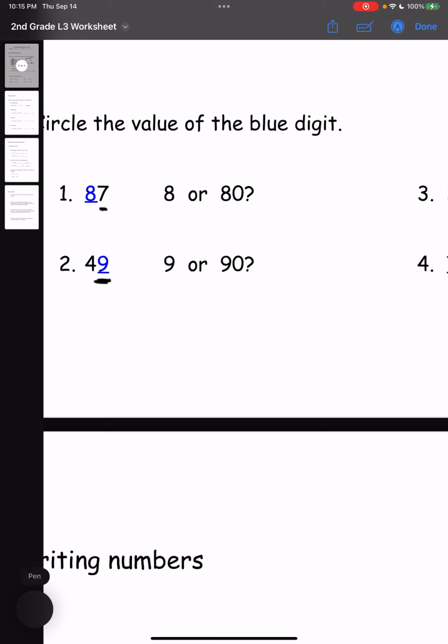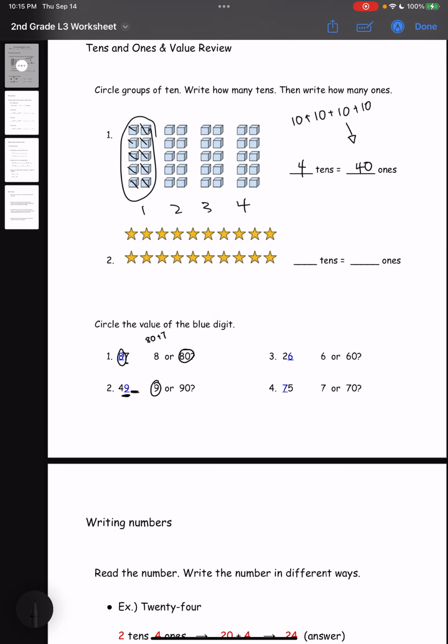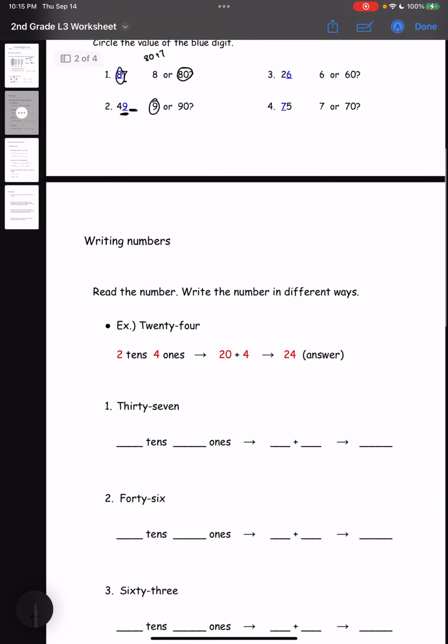8 is in front of 7, right? So if the 8 is in front of 7, that means it's 80 plus 7. So that value for 8 is actually 80, not just 8. And what about this 9? Well, this 9 is behind, there's no numbers coming behind the 9, right? So that 9 is just 9. So it's pretty simple, right? So we try 3 and 4 in the same way. And we'll move on to writing numbers.